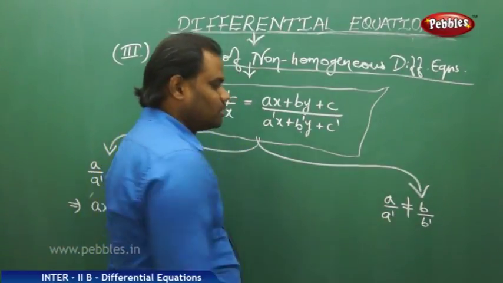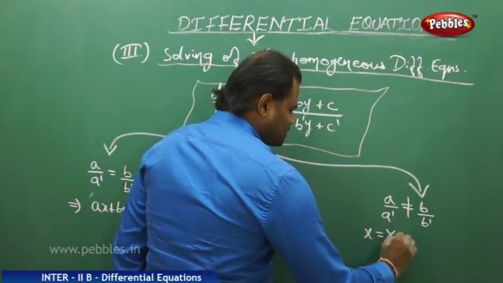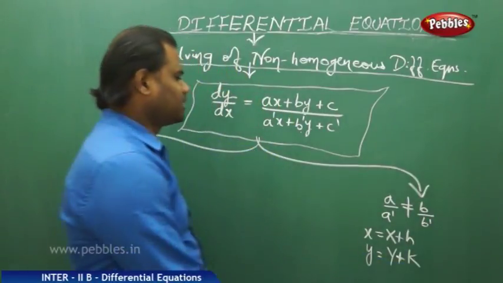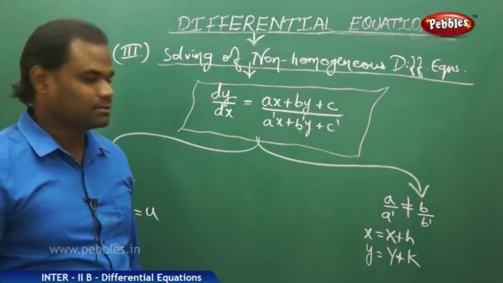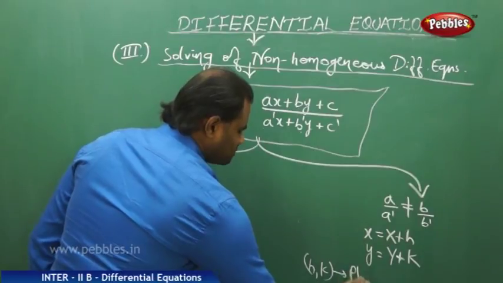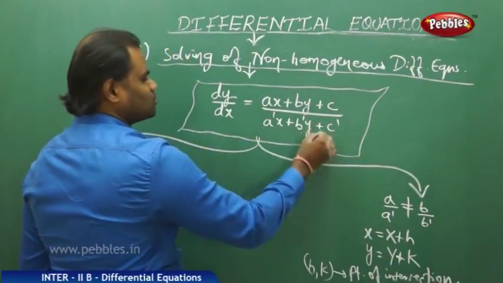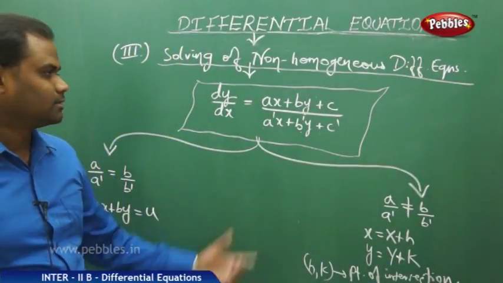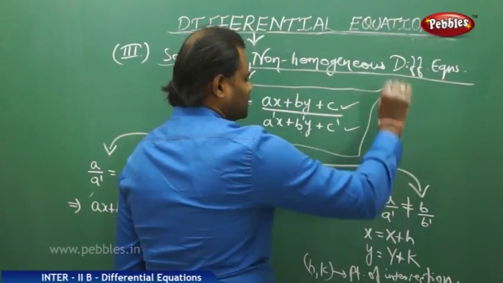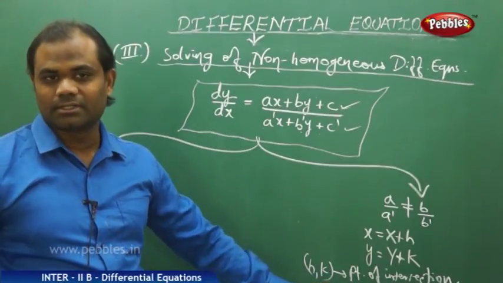And if suppose this is not equal to this, then we proceed with some other process where we substitute x is x plus h and y is y plus k, where h and k is the point of intersection of these two lines. So taking this and this solved, we get the point of intersection of this and this, which is h comma k. The x coordinate is h and the y coordinate of the point of intersection is k.